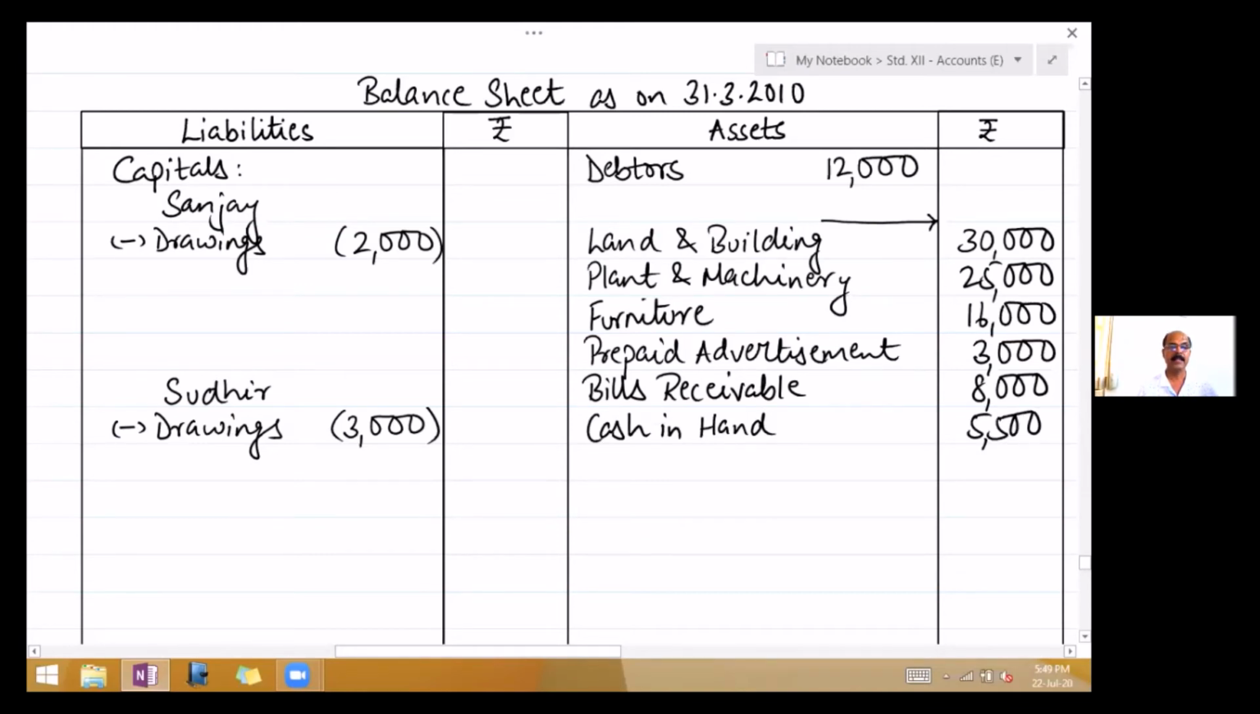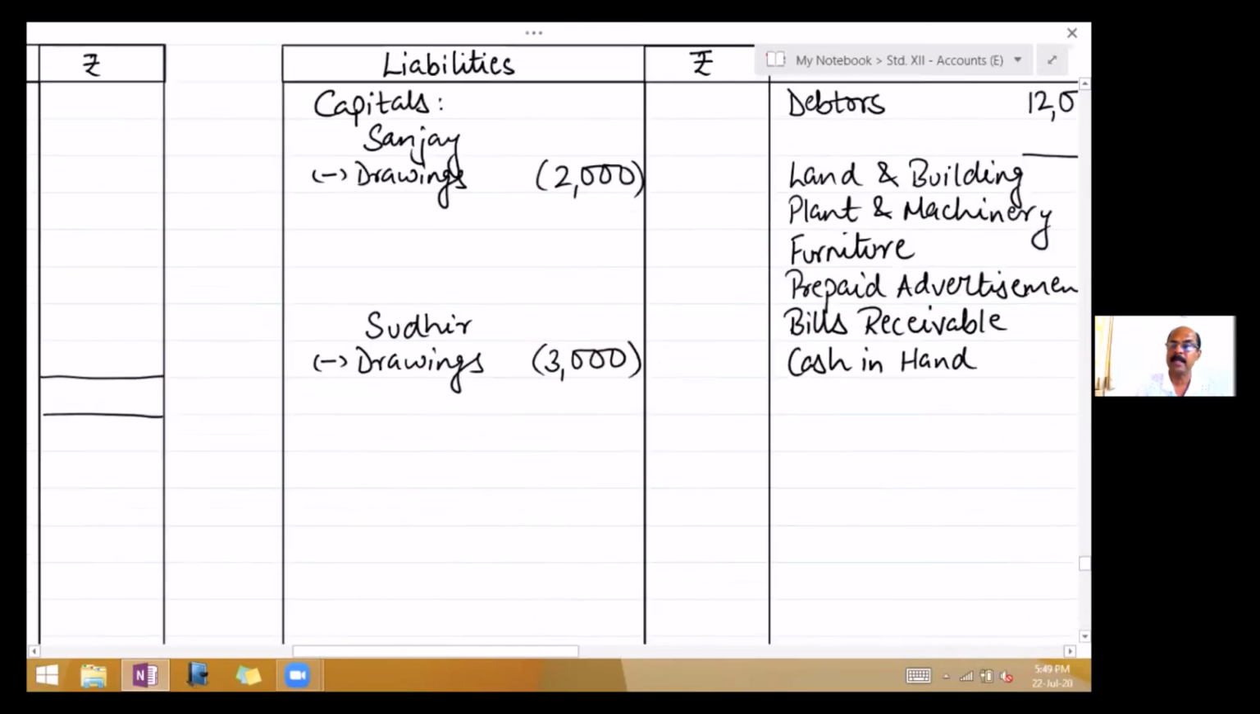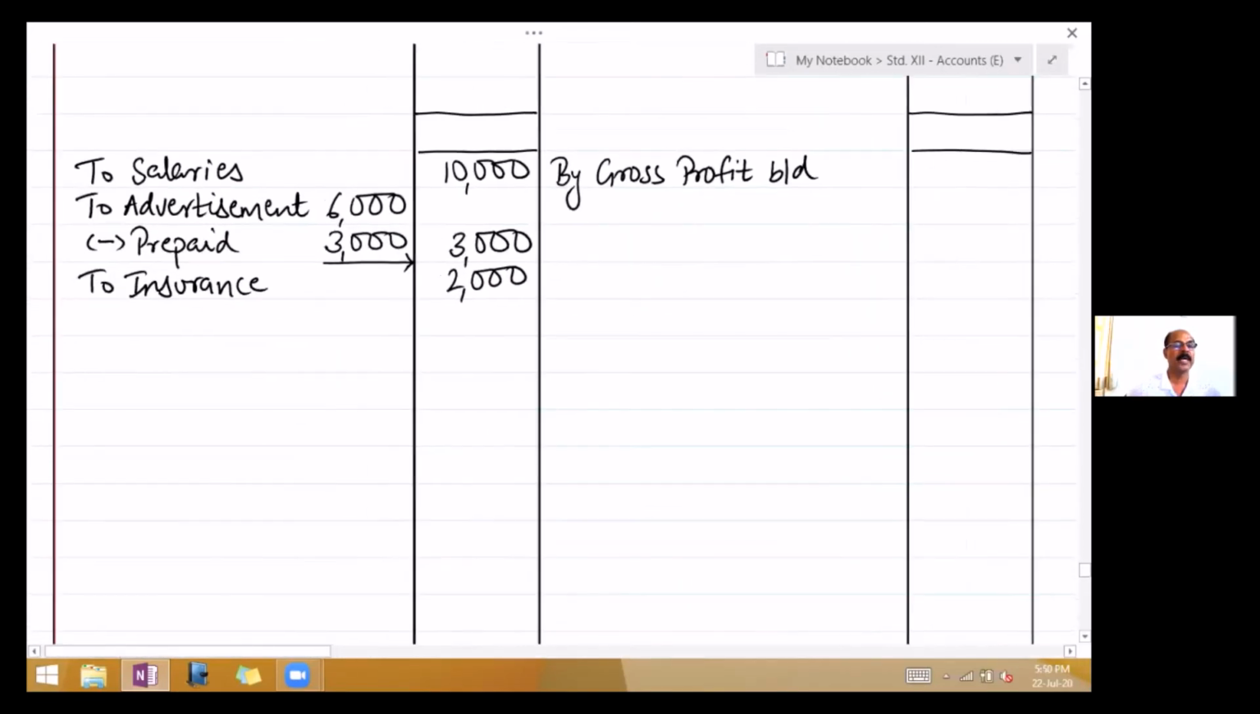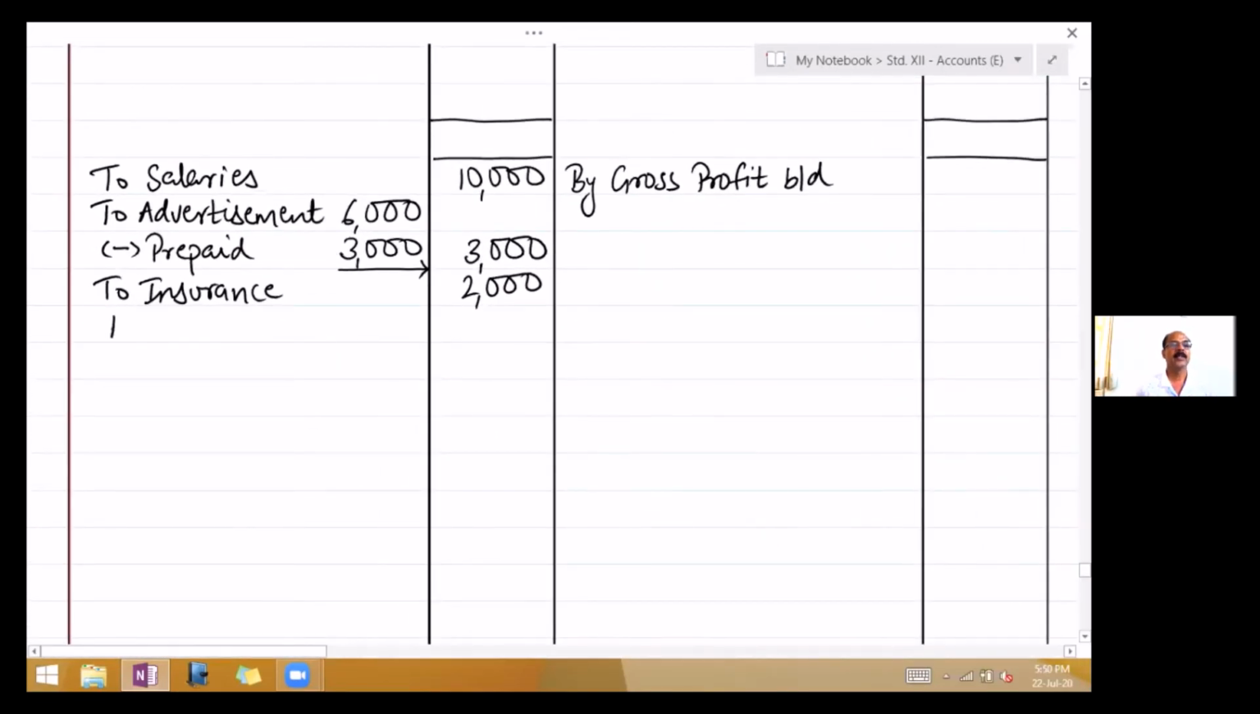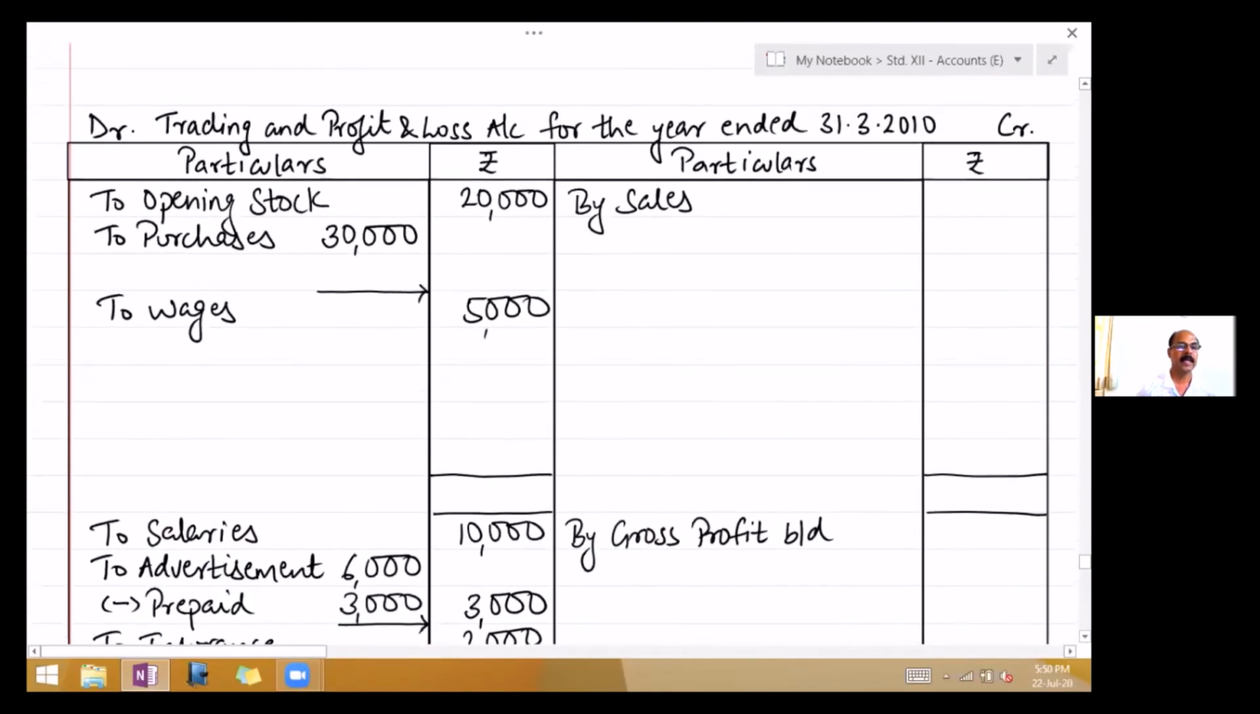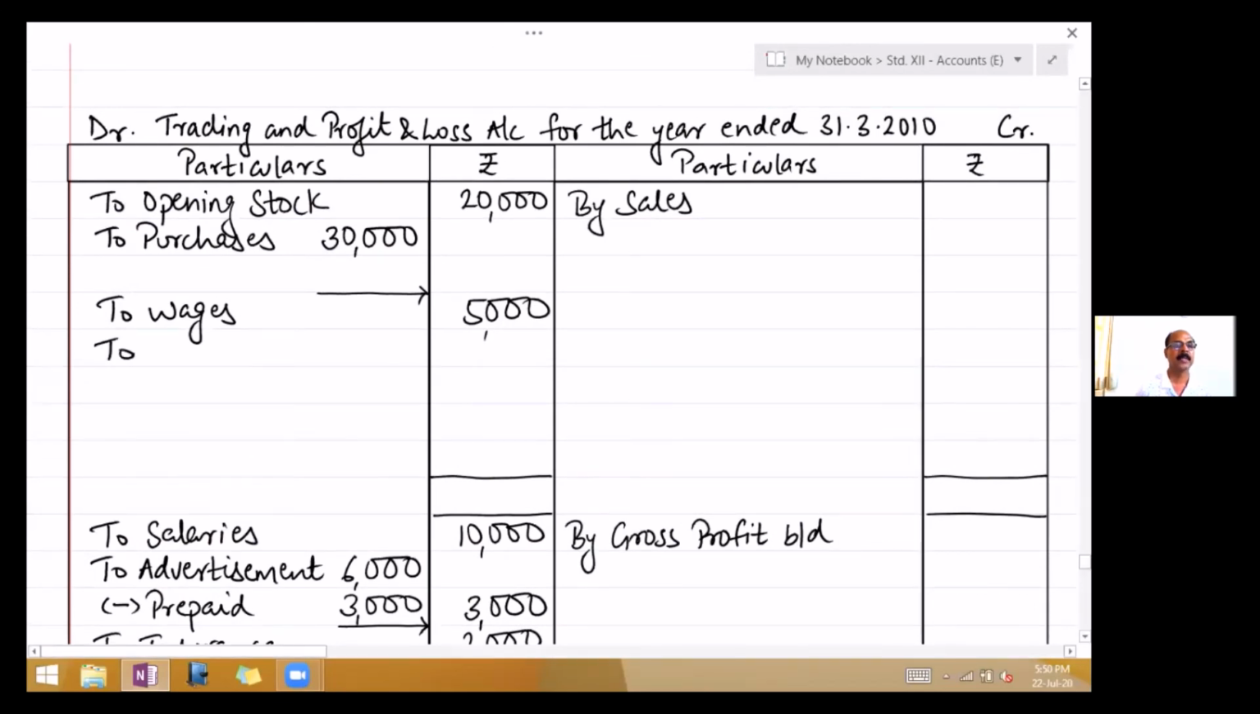Next, rent, a profit and loss account item, and it's a debit balance. So go to the P&L debit side and write to rent 10,000. And last, power and fuel, you put it in the trading account. Any manufacturing expenses are debited to the trading account. Power and fuel, 3,000. That's it. You have finished with the debit balances.